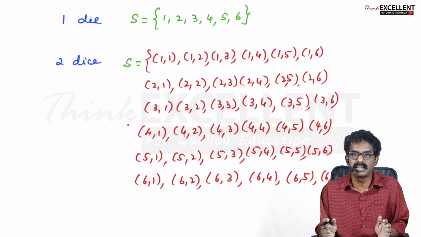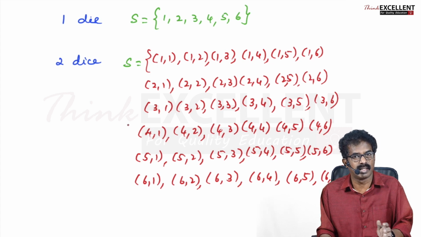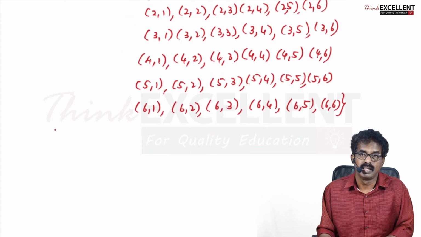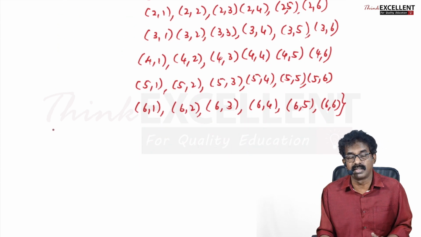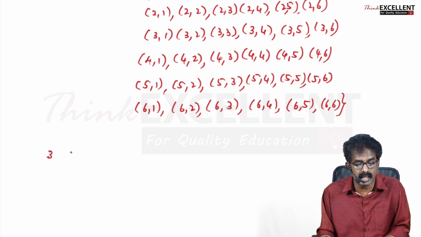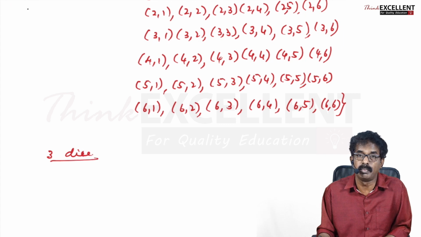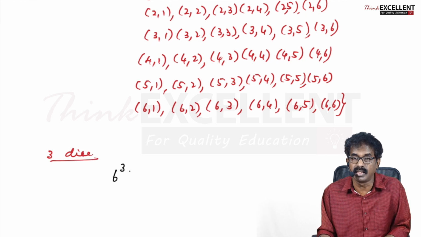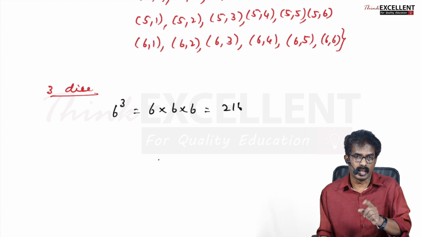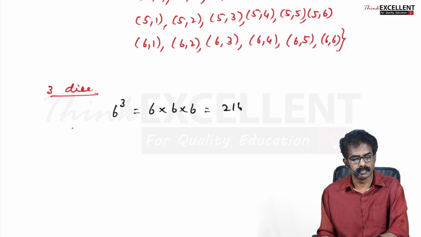So sample space, write it as a set. For a competitive exam or an objective question, they can ask: suppose 3 dice are thrown, then how many sample points will be there? The formula is 6 raised to 3. So 6 into 6 into 6, you will get 216. But we have sums based on 1 die and 2 dice only.